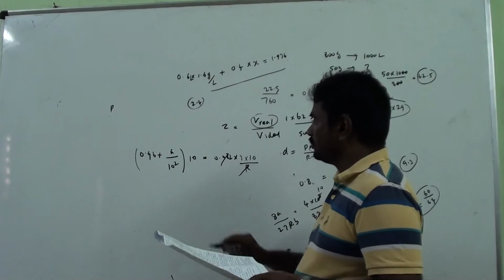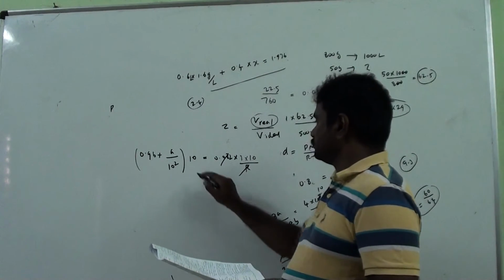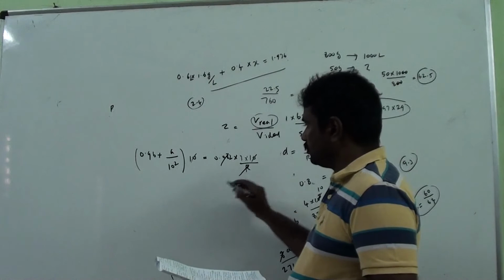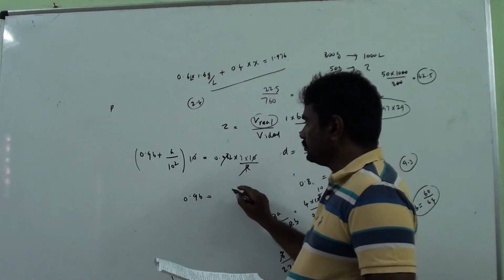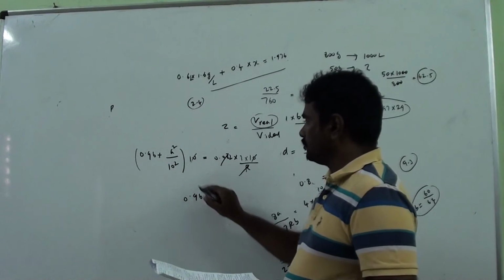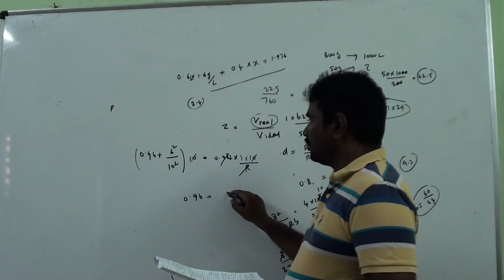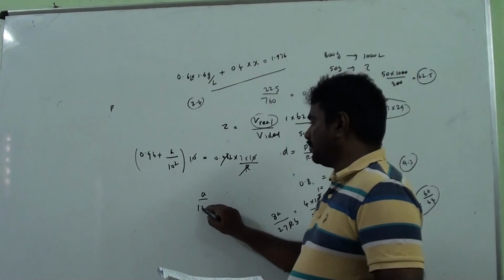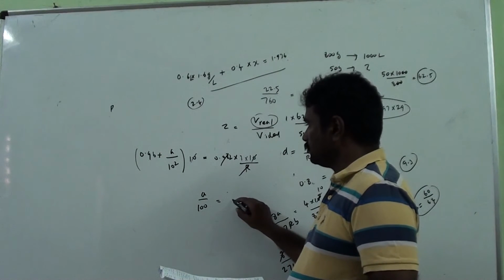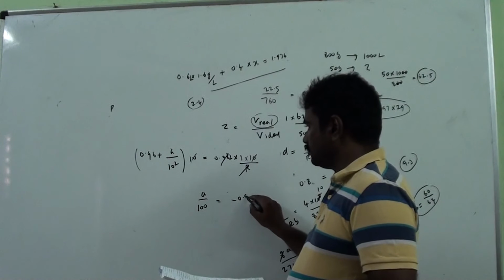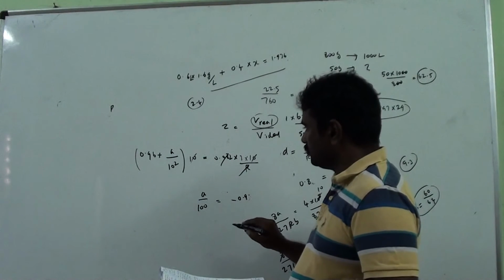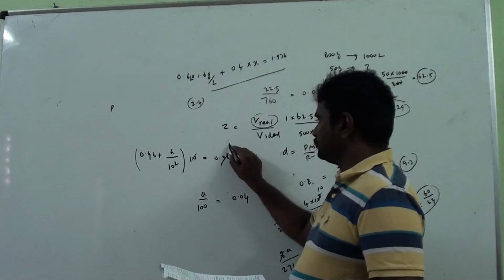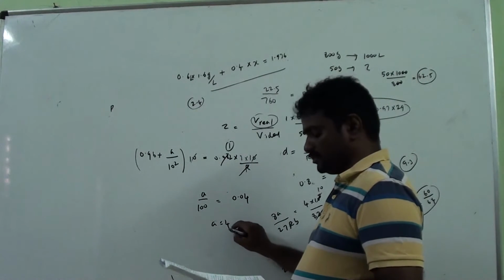Pressure is 1 and volume is 10, so the 10 cancels. So 0.96 equals 1 minus a by 100, so a by 100 equals minus 0.04, and a equals 4. Okay, that is the correct answer. Good. Next.